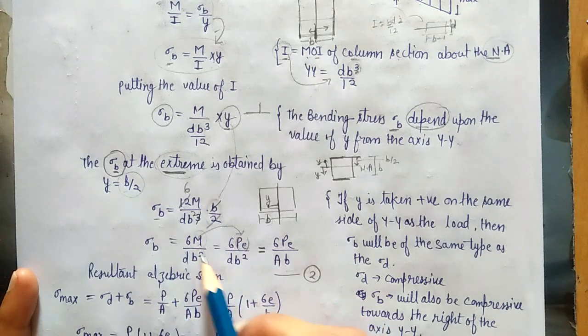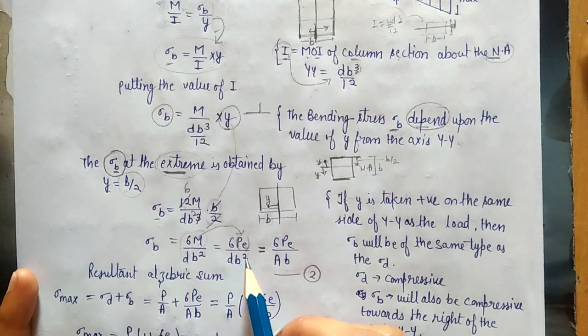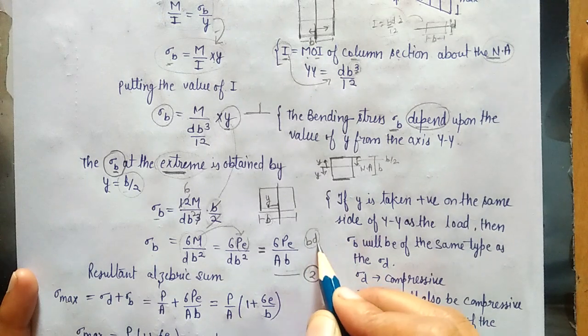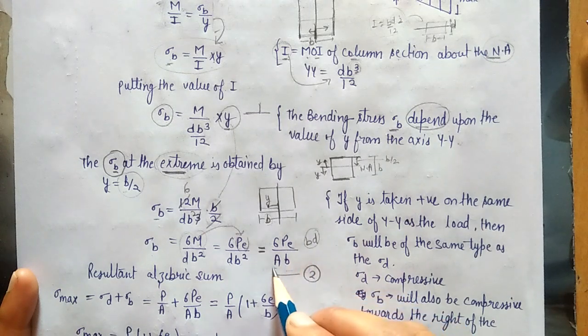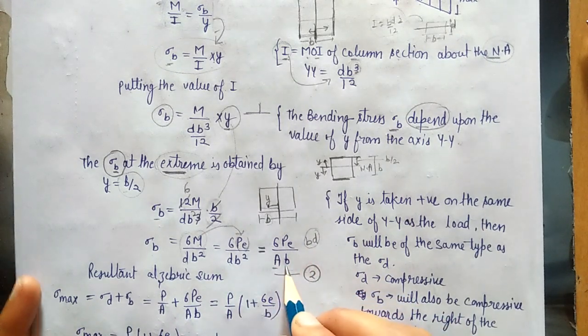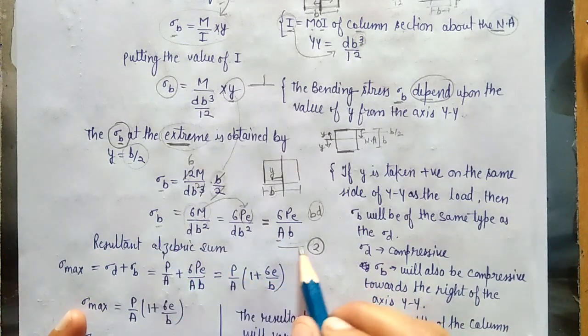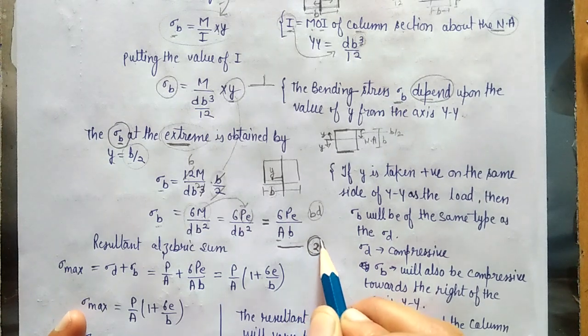The remaining values are the same: 6 P e upon d b square. Now b into d represents the area, so we write b into d as area, and one b remains here. So this is our bending stress value. We give this equation the name equation number 2.